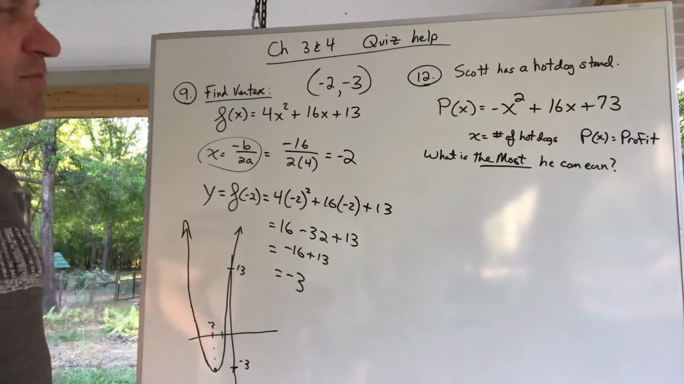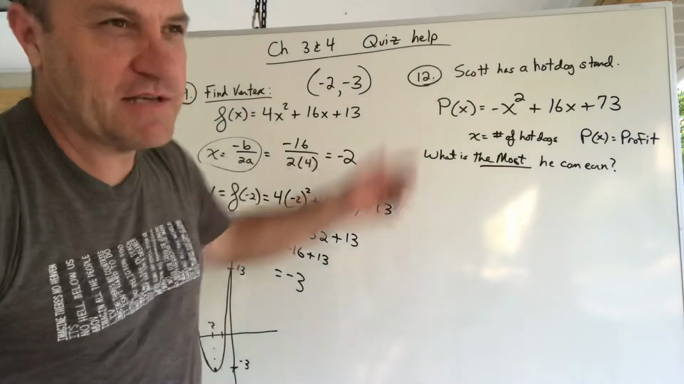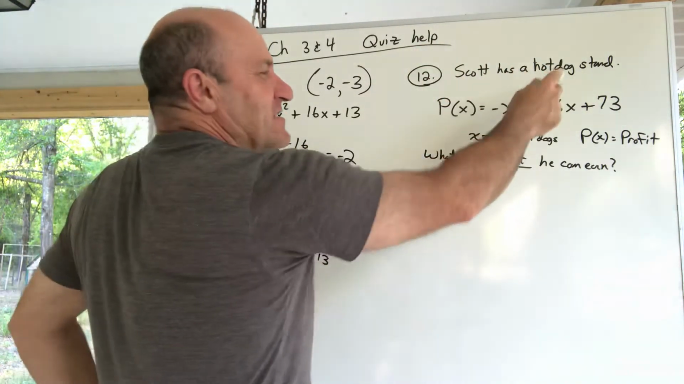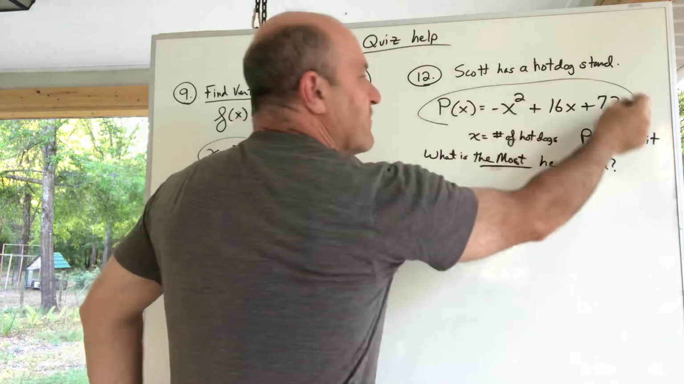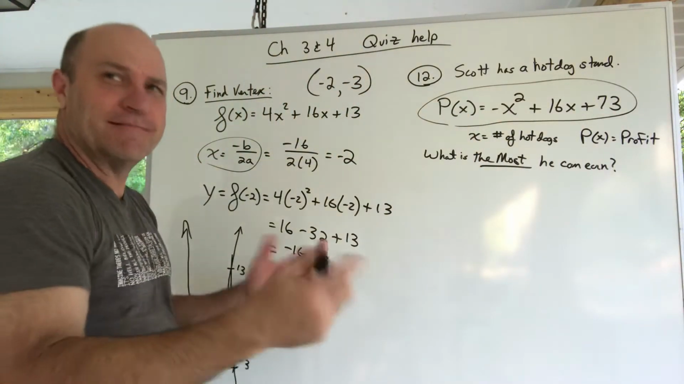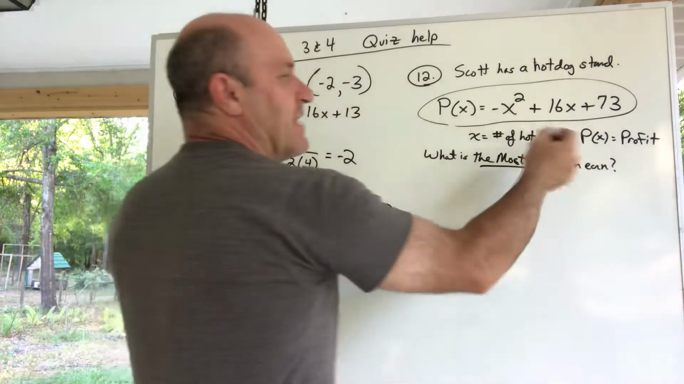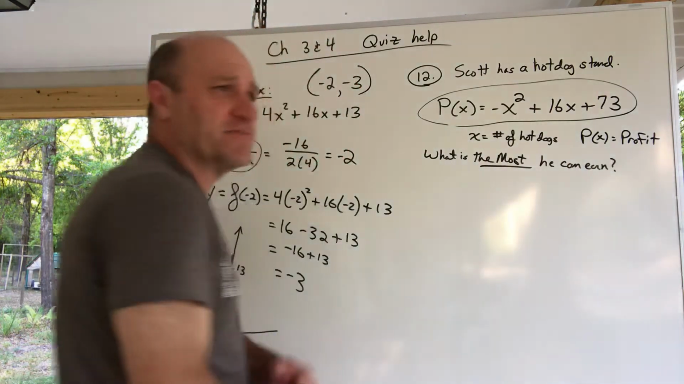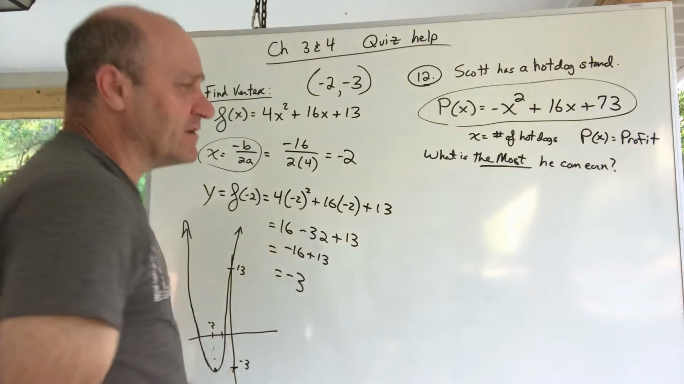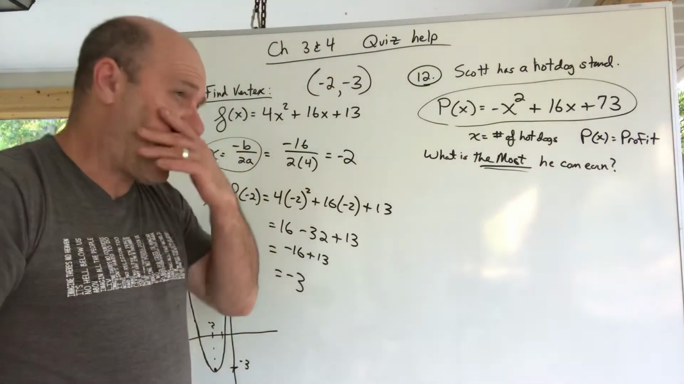Here's another one for you, number 12. It said Scott has a hot dog stand. I don't think it was Scott, somebody else. But anyway, he has this hot dog stand, and this is his profit formula. And X is the number of hot dogs. So if he sells these hot dogs, X is the number of hot dogs he sells, and the Y value, the P of X, is his profit. And then they ask this question: what is the most he can earn? The most he can earn.